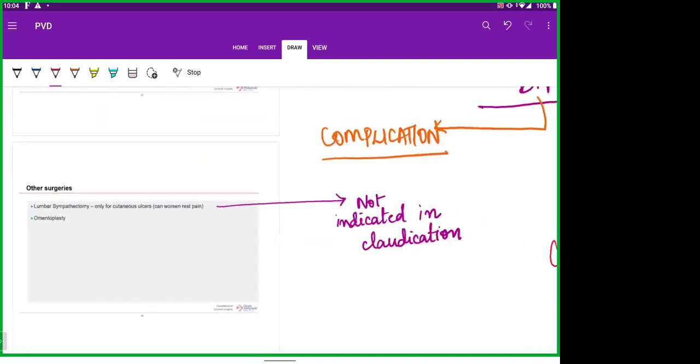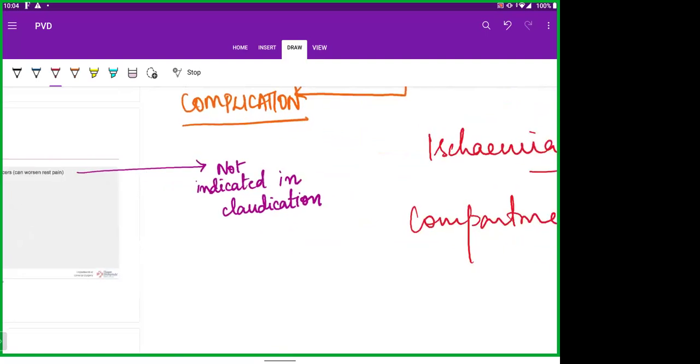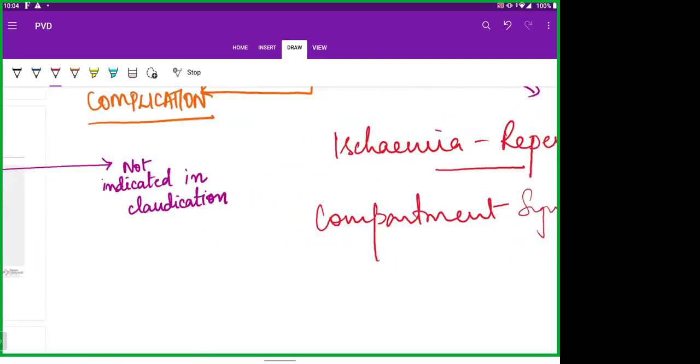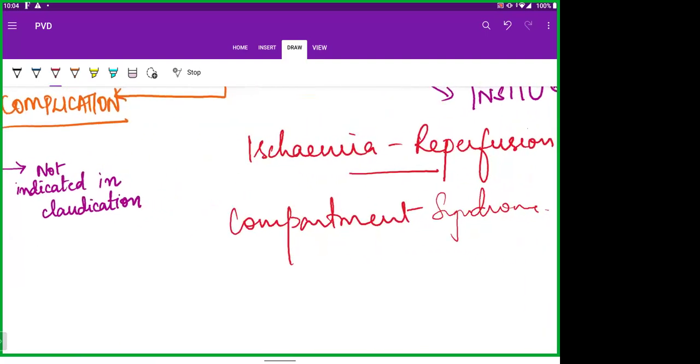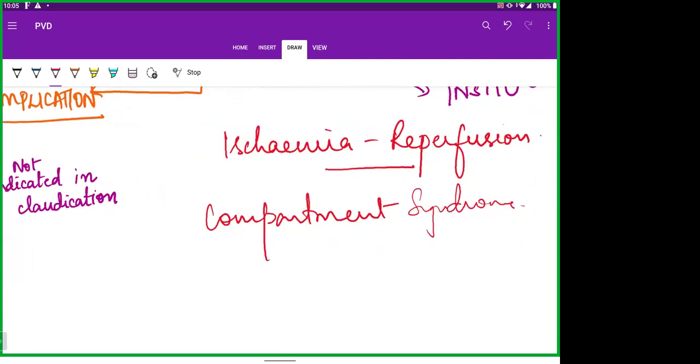No, no, not just compartment syndrome. I think there will be washing up of the toxic metabolites that are accumulated in the ischemic limb. And many times there is also rhabdomyolysis and acute renal injury. So all of these things have to be considered, it's not just about compartment syndrome. That is also important, but reperfusion injury is a combination of many of these things.